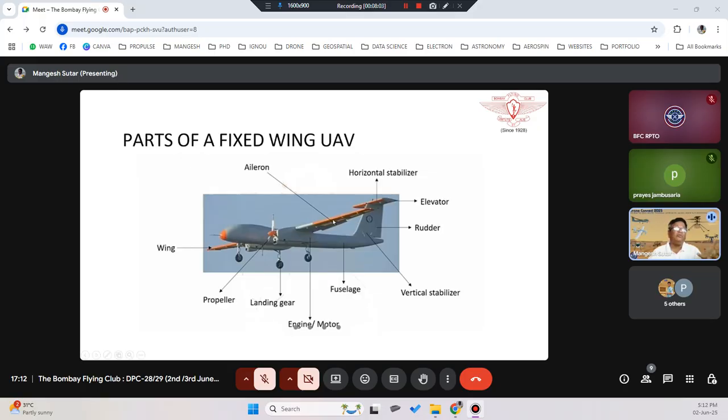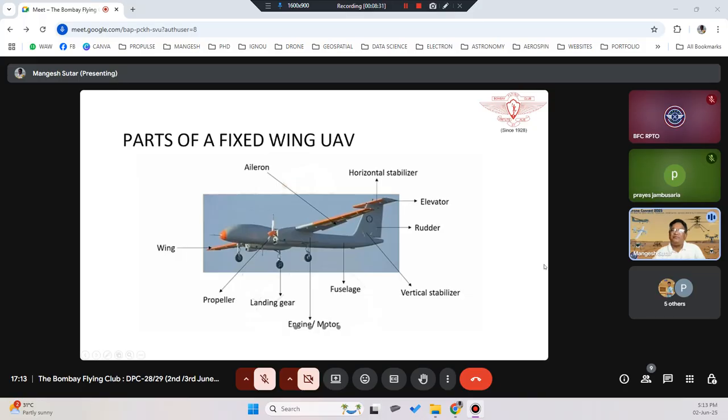On the wings there could be some missiles, if it is an attacking drone kind of thing, depending upon the purpose of the drone. If it is for surveillance, then you will have only certain payloads on the fuselage. Whereas if it is a loitering or kamikaze kind of drone, then it could also have ammunition attached to its wings or even on the belly part. So it depends upon the usage of the fixed wing UAS.